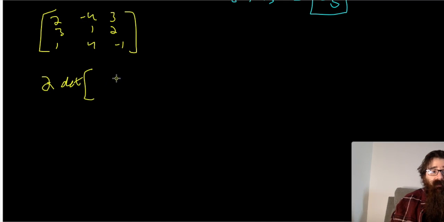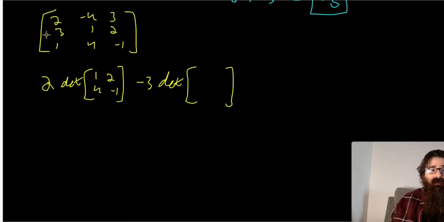times the determinant of the 2 by 2 matrix when I remove its row and column. So that's 1, 2, 4, negative 1. And then I'm going to bring out the 3 here underneath it, but I have to flip its sign. It's positive now, so I make it negative, times the determinant of the 2 by 2 matrix when I remove that entry's row and column. So that gives me negative 4, 3, and then 4, negative 1. So plus, minus, and then plus.